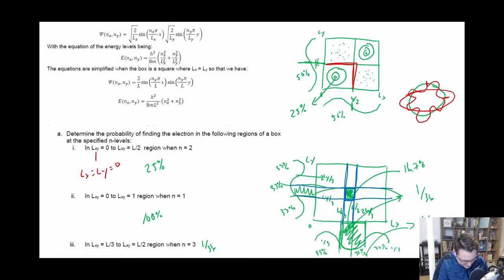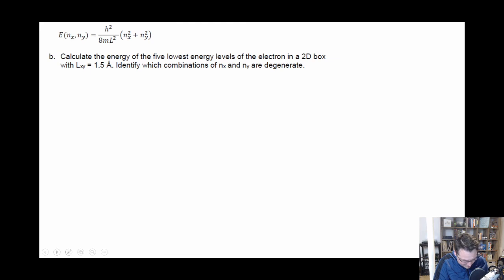Cool. All right. Well, let's see if there's a difference. Let me see. I think this is the same, right? 1.5 angstroms. Let me check the answer key. 1.5 angstroms. Okay. So B shouldn't be a problem.